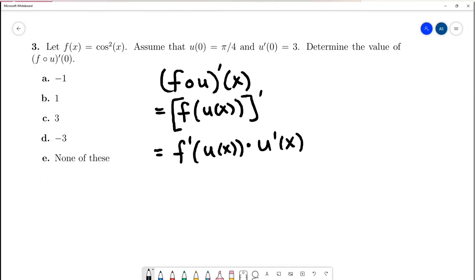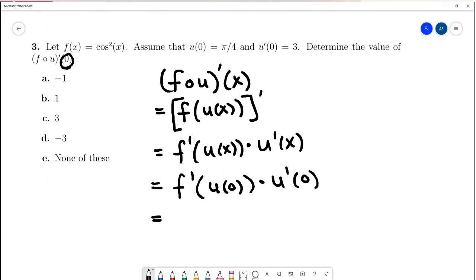So now I have the format for the derivative, and I want to substitute 0 in for x. So I need f prime of u of 0 times u prime at 0. I was given some of this information. I was given u of 0 to be pi over 4, so that's f prime of pi over 4. And I was given that u prime at 0 is 3.